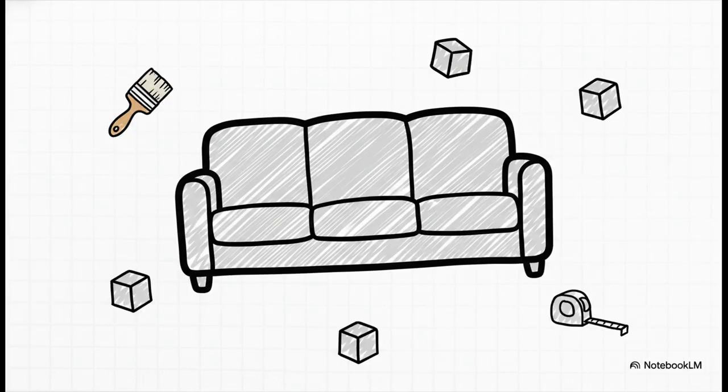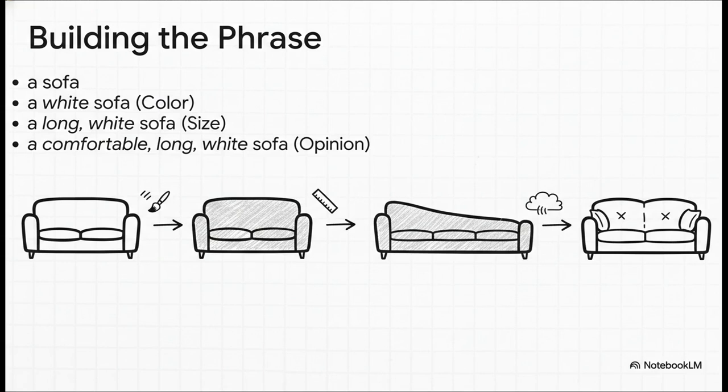So let's try this out. We're going to build a description from the ground up, step by step, just to see how this works. Our subject is a simple sofa. Okay, so we start with a sofa. Simple enough. Now let's add its color, a white sofa. Then let's add its size. Size usually comes before color, so it becomes a long white sofa. And finally, what do we think about it? Our opinion. That almost always goes right at the front. A comfortable, long, white sofa.